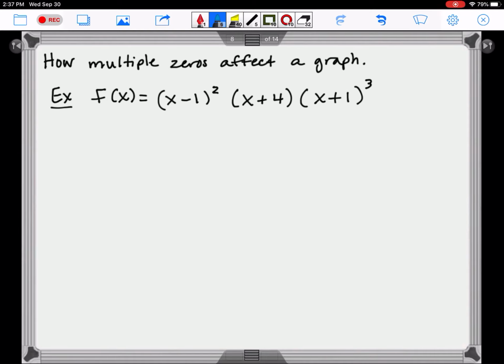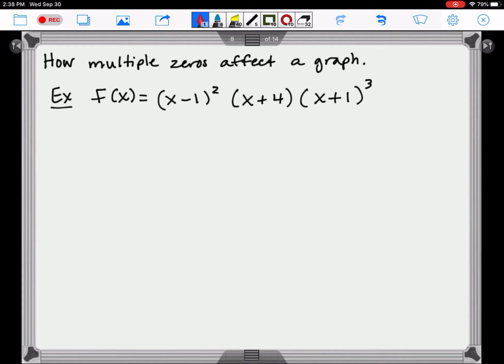All right, let's take a look at that a little closer. So let's take a look at this example. We have f of x equals the quantity x minus 1 quantity squared times the quantity x plus 4 times the quantity x plus 1 to the third power. All right, so here's what I see. And I want to talk about what happens to the graph around those multiple zeros and how the graph is affected by multiple zeros. So when you look at the zeros and the multiplicity, it'll tell you a little bit about the behavior of the graph at that x-intercept.